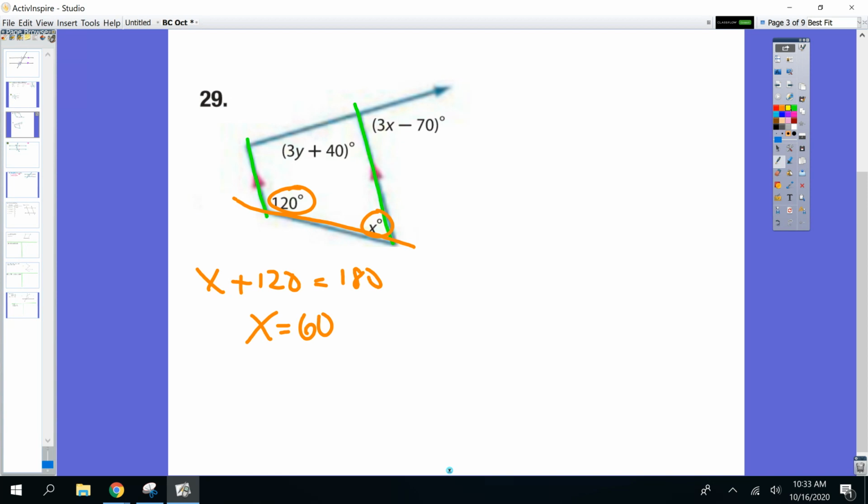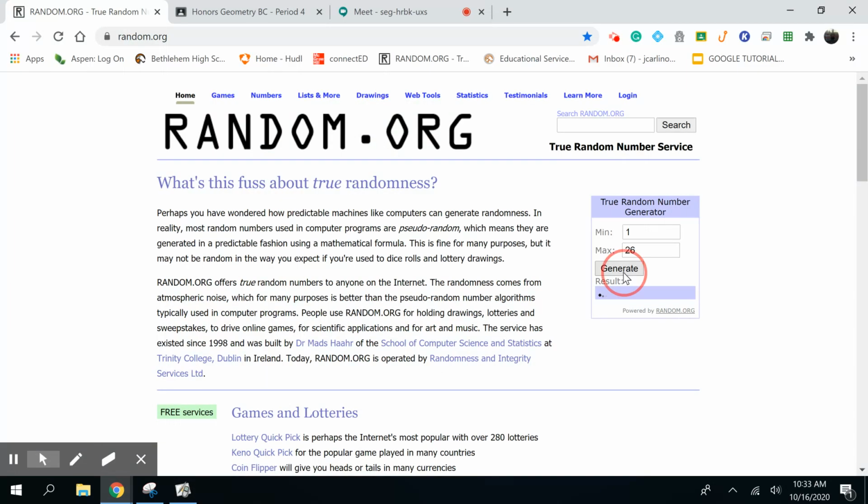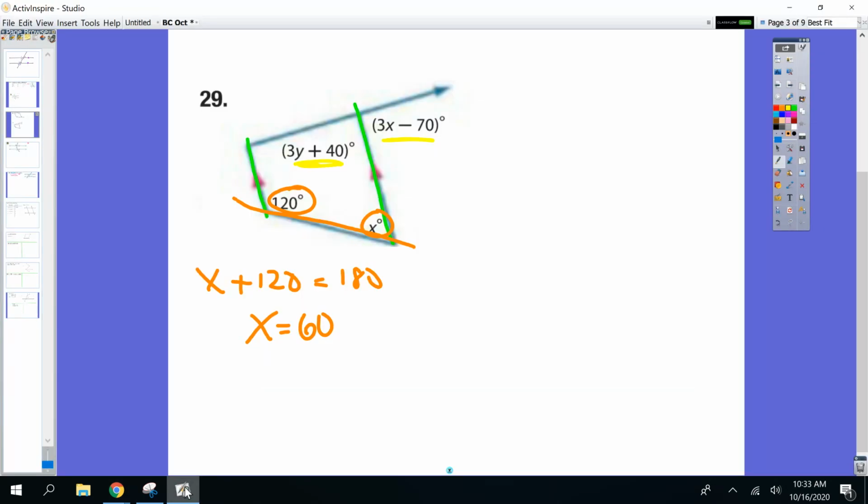Now you're going to look at probably these two up here. 3y plus 40 and 3x minus 70. Right next to each other. I don't need parallel lines for this. What do I call those angles that are adjacent to each other and form that straight line? Going back to Unit 1. Owen, these are what type of angles here? Linear pairs, so they're supplementary.